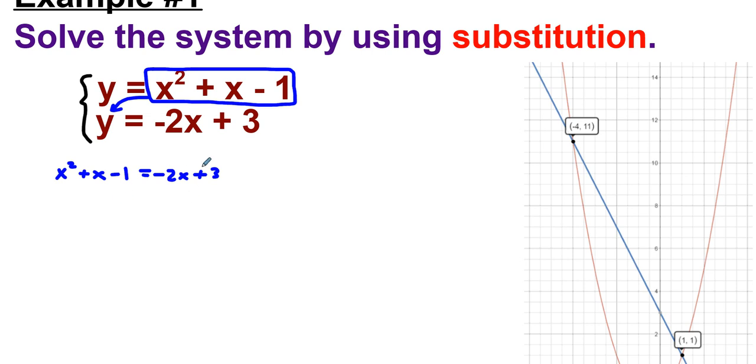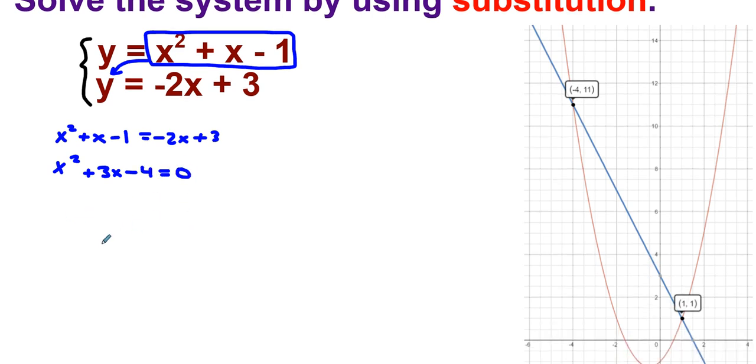So I'm going to add 2x to both sides, and I'm going to subtract 3 from both sides, and my equation becomes x squared. If I add 2x to both sides, this is plus 3x, and if I subtract 3 from both sides, this becomes negative 4, and that equals 0. So the fastest method, in my opinion, is factoring, if it's factorable. So can I factor this? Well, let's figure this out real quick.